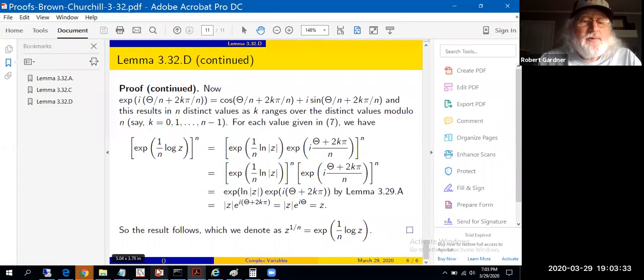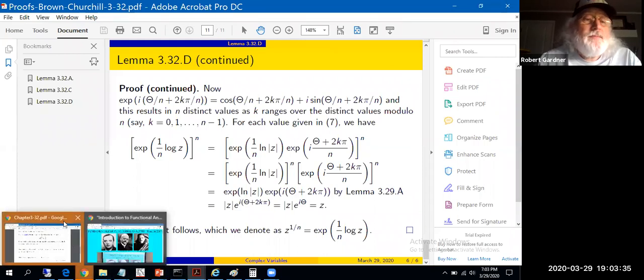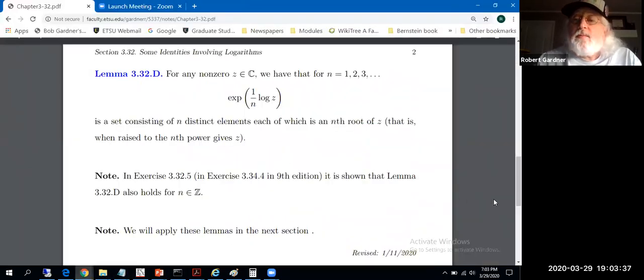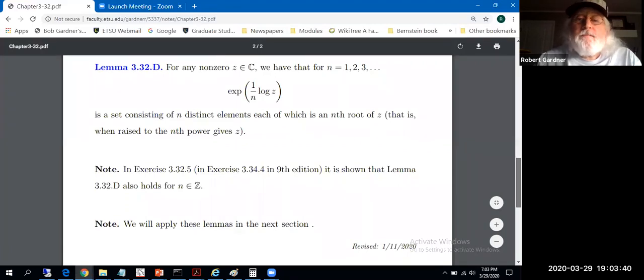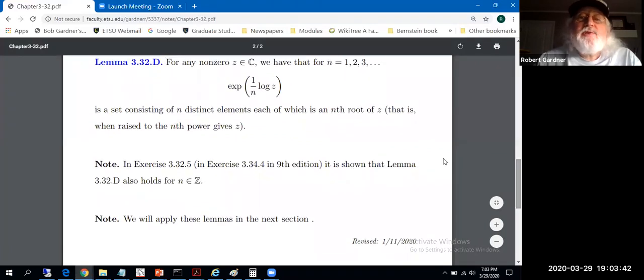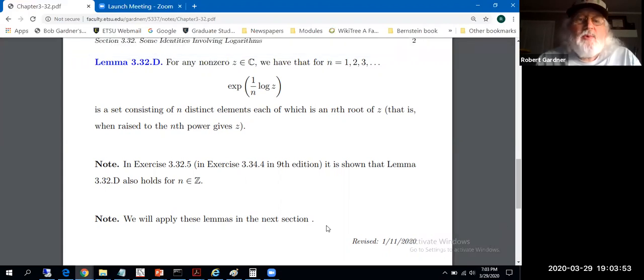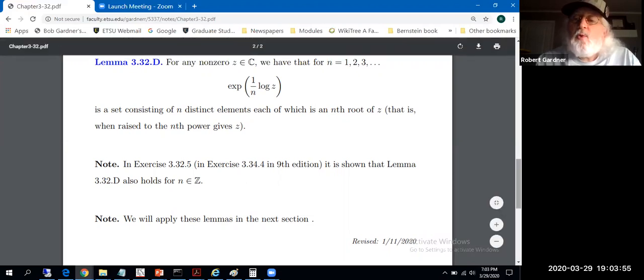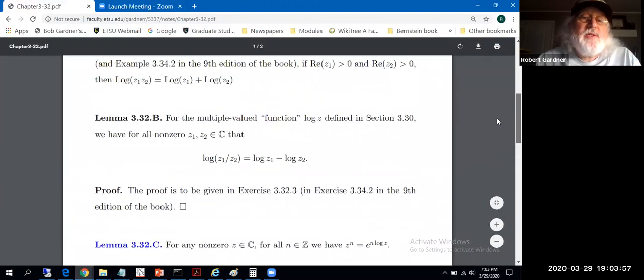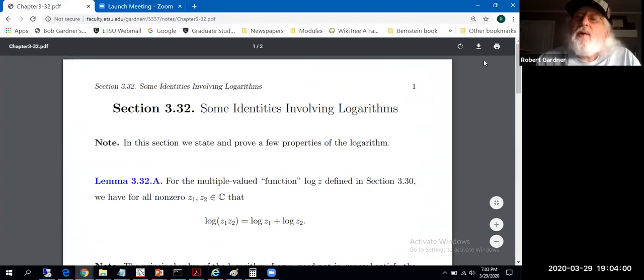Back to the notes. We had established this actually just for n a positive integer, also for n a negative integer. That's one of the exercises. In the next section, we're going to look at more properties of logarithms, and these little 4 lemmas presented here will play a role there as well. So on to the next section.